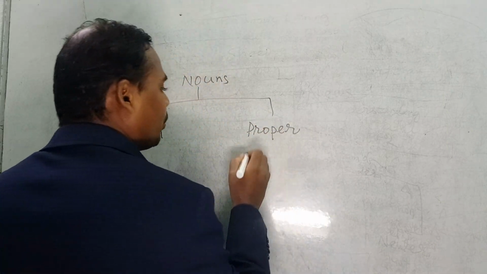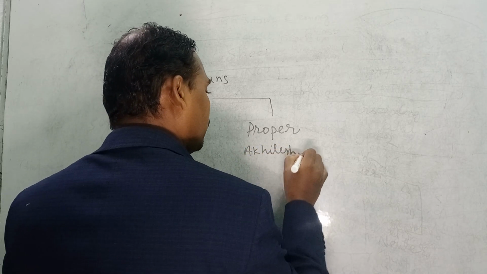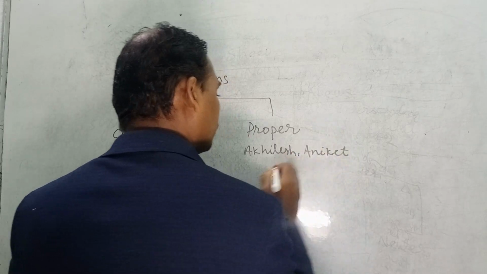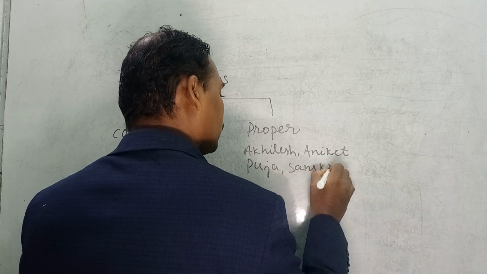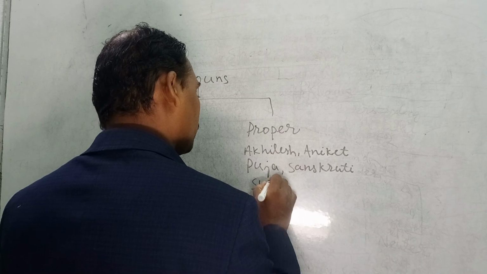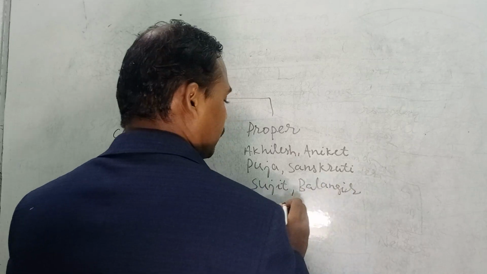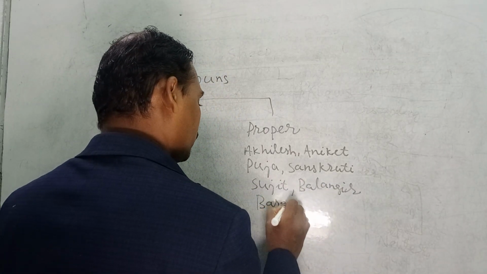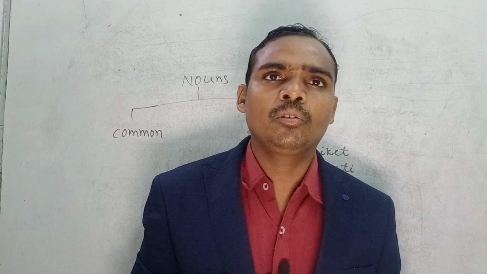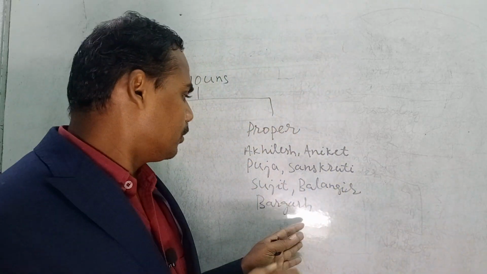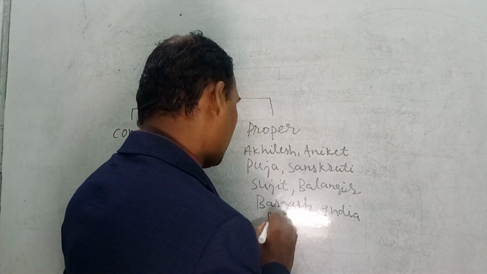Proper nouns, for example: Achilles, Aniket, Puja, Sanskruti, Sujit, Bolangir, Borgad. These are proper nouns. In proper nouns you can also write the name of a country, India, Pakistan.